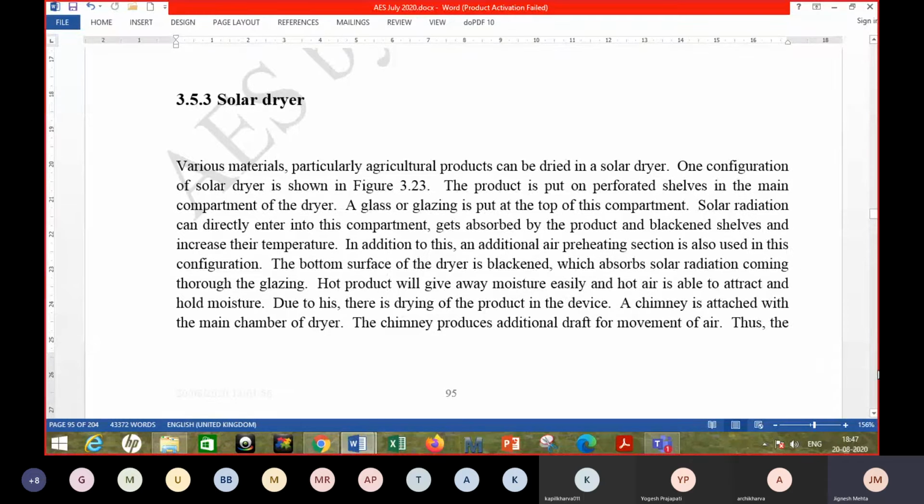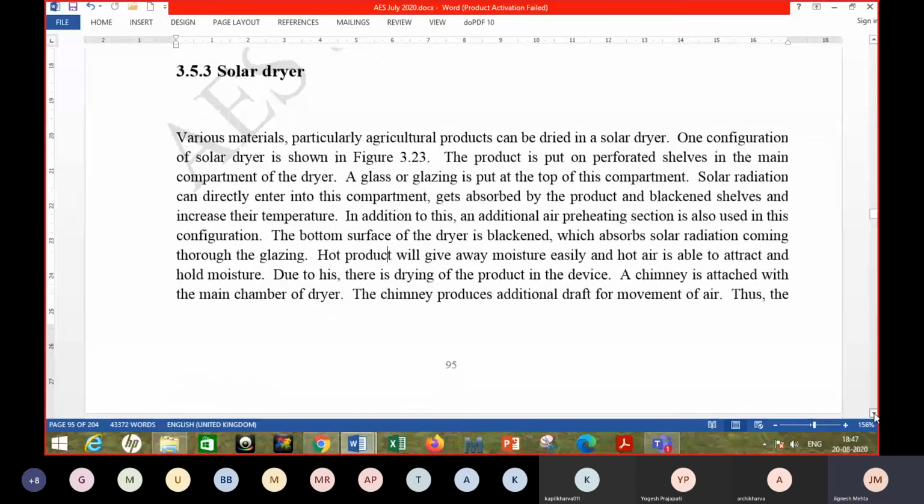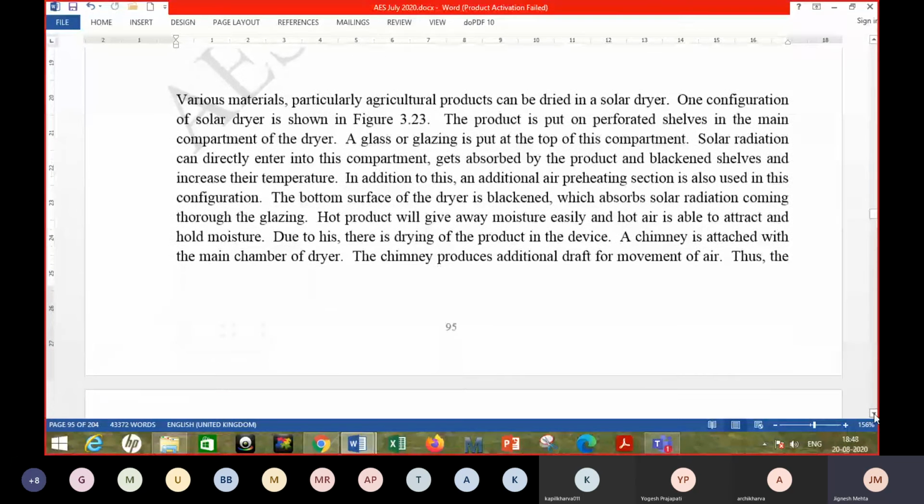This dryer, if it is used smartly, it can really help the farmers. So later on we'll have a video because the product, when it is dried, the shelf life increases to a great extent and its value also increases. So it can be economically helpful for them to dry it near the field and then send it to the market at the right time.